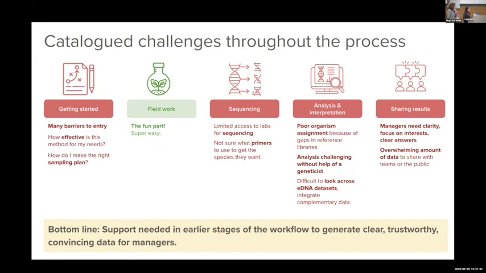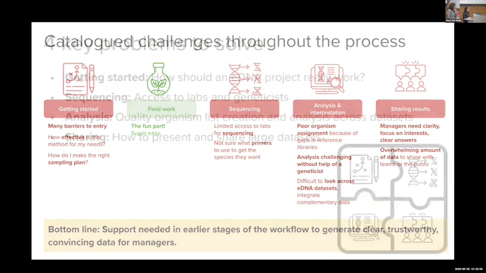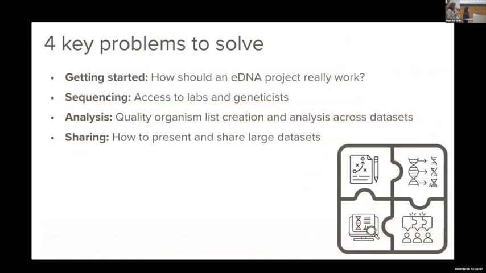Analysis can be difficult because of poor organism assignment from gaps in reference libraries, or if you're not a geneticist, it can be pretty tough. And it's also difficult to look across eDNA data sets and integrate complementary data. And then again, with sharing, managers need that clarity, but because there's such an overwhelming amount of data, it's hard to know what to share with others. And so we really realized that support is needed in these earlier stages of the workflow to generate those clear results. And so we decided to narrow it down to 4 key problems of getting started, sequencing, analysis, and sharing.